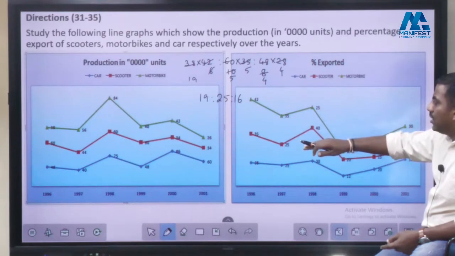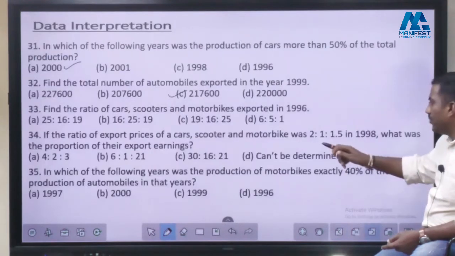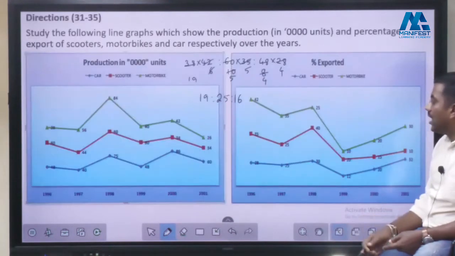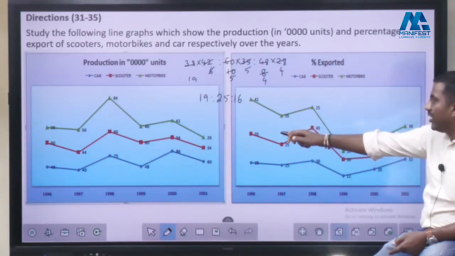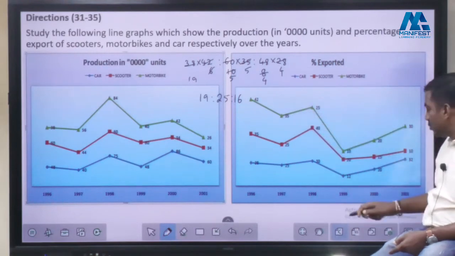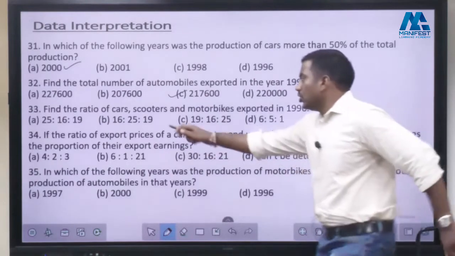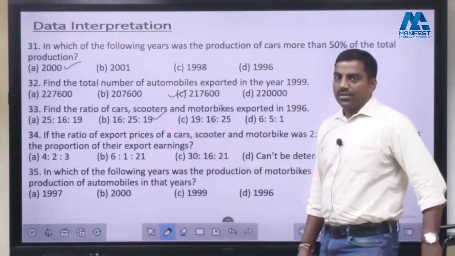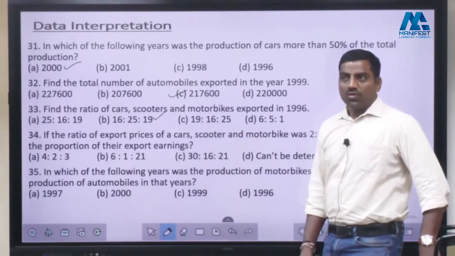It has to be, what is their order? Cars, scooters and motorbikes. Cars first, so 16 first, then 25, then 19. 16 is to 25 is to 19. 16 is to 25 is to 19. This has to be the answer. Okay, fine. Yes or no? Okay, no.